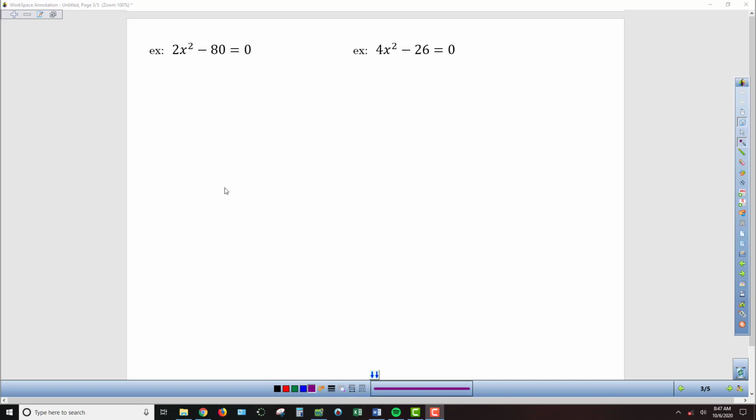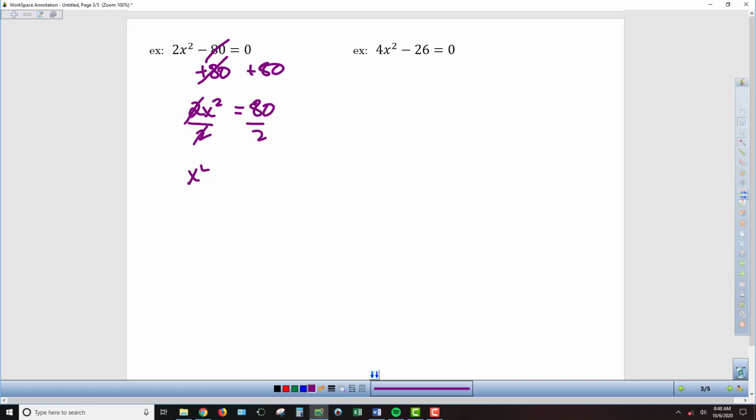In these next two examples, we're not going to end up with a perfect square when we isolate the x squared, but that doesn't change our process. It just means that we're going to have to use some of our simplifying techniques from the beginning of these notes. So I'm going to add 80 to both sides. Again, my mission is to isolate the x squared. So now I have 2x squared equals 80. I'm going to divide both sides by 2. So we get x squared equals 40.